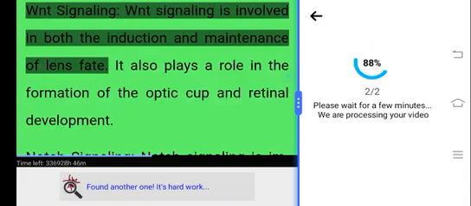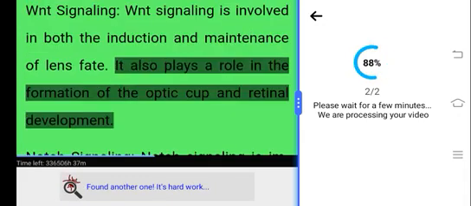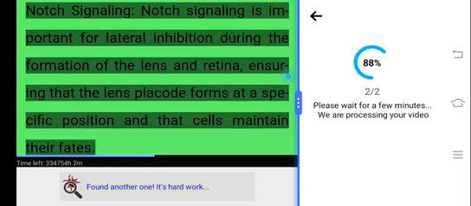WNT signaling is involved in both the induction and maintenance of lens fate. It also plays a role in the formation of the optic cup and retinal development. Notch signaling is important for lateral inhibition during the formation of the lens and retina, ensuring that the lens placode forms at a specific position and that cells maintain their fates.